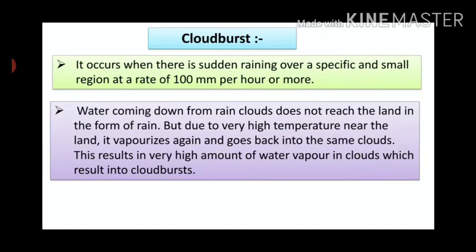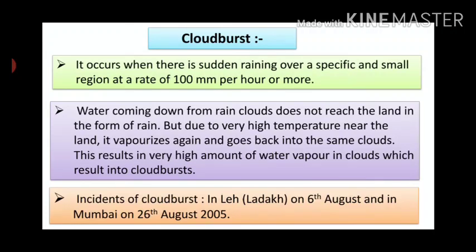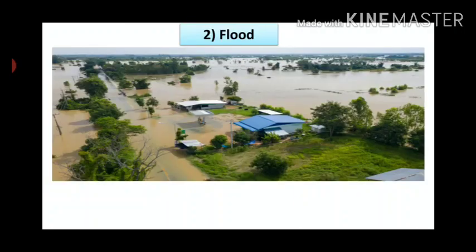Water coming down from rain clouds does not reach the land in the form of rain, but due to very high temperature near the land, it vaporizes again and goes back into the same clouds. This results in a very high amount of water vapor in the cloud, which results in cloud burst. Understood? It vaporizes and goes back again, and because of that, it results in the cloud burst. Incidents of cloud burst are, for example, in Leh, that is Ladakh, on 6th August, and in Mumbai on 26th August 2005. So these are the incidents that happened in Ladakh and India.